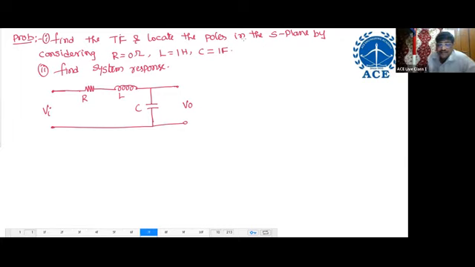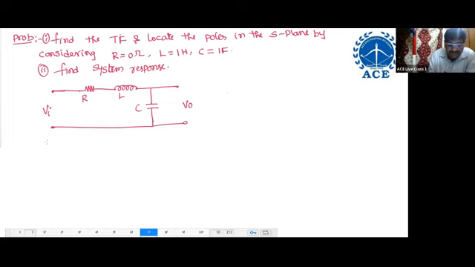System response means impulse response. Impulse means VI of S is 1. In Signals and Systems, I think you have completed the Laplace of impulse also. If you don't know, then that's a problem. The Laplace of impulse, step, ramp, parabolic, simple Laplace transforms you should know. It will come in mathematics and signals and systems.